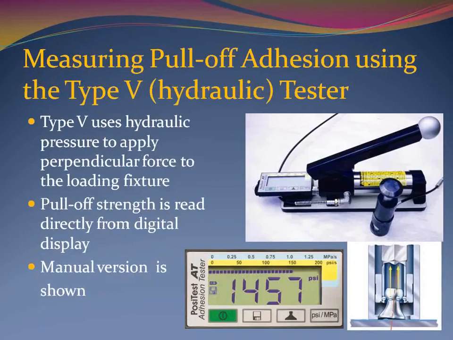The Type 5 adhesion tester is self-aligning and consists of 2 basic components, an adhesion tester base component and an actuator. The base component contains a hydraulic cylinder with a pressure release valve, a lever and a pressure gauge. The design of the head on the loading fixture ensures a perpendicular pull even when the loading fixture is not attached flush to the surface. This is shown in the bottom right-hand image on the slide.